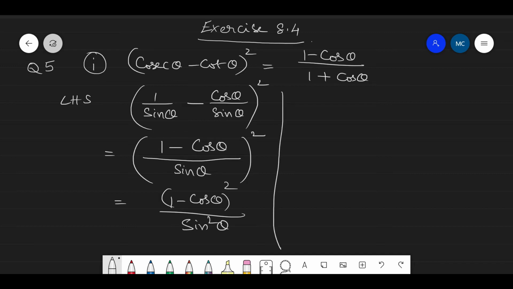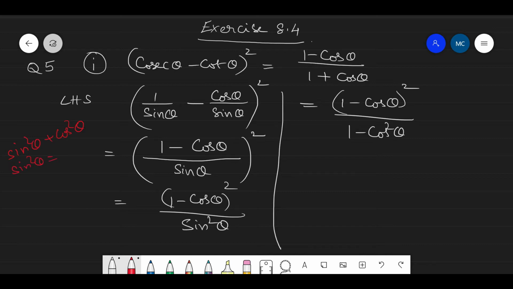Next, this is written as 1 minus cos theta whole square by sin square theta, and sin square theta can be taken as 1 minus cos square theta. Using the identity, we know that sin square theta plus cos square theta is equal to 1, and from that sin square theta is equal to 1 minus cos square theta. Using that, we are writing this as 1 minus cos square theta.